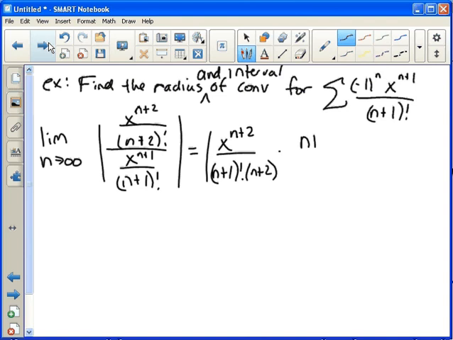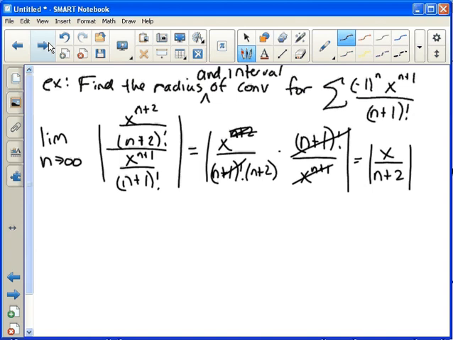So the n plus 1 factorials cancel. And if you look, I have one more x on top than I have on the bottom, because it's x raised to the n plus 2 on top and n plus 1 on the bottom. So all the x's cancel except for 1 on top. So that leaves me with x over n plus 2. So if I take the limit here, n is going to infinity. That means the bottom is getting huge while the top is staying constant, because we're treating x like a constant. So that means the limit is 0.